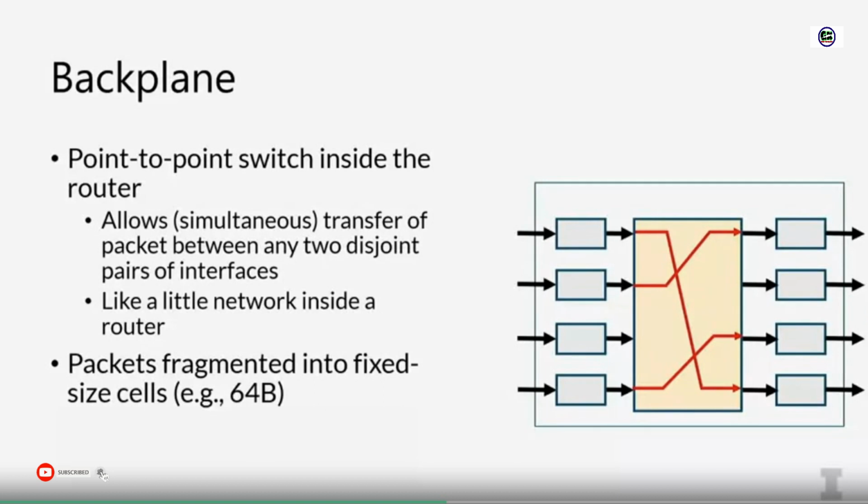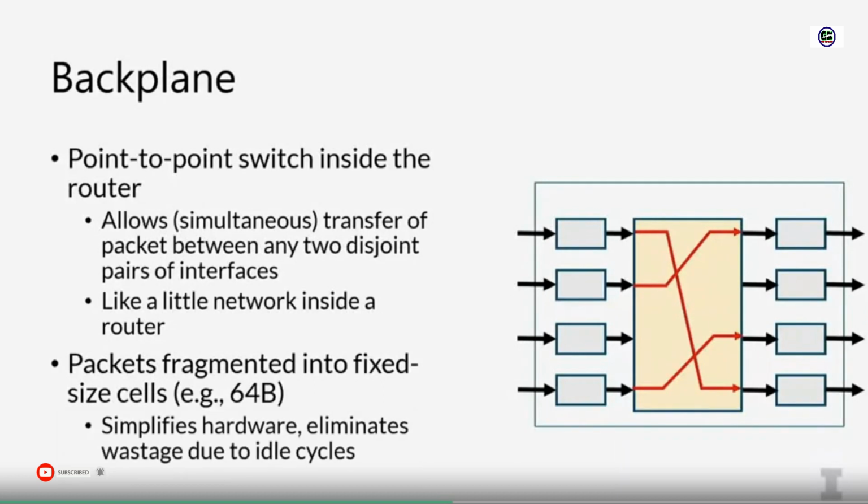And then on every clock, the backplane takes those buffers, takes that data, and sends it internally, and then does sorting and routes those cells internally until they get to the right outbound interface. At the outbound interfaces, those cells are reassembled and then sent out on the wire. So outside of the router, you're completely unaware of this. This is stuff that just happens inside the router for efficiency. But cells are important because they simplify the hardware and they eliminate wastage due to idle cycles.